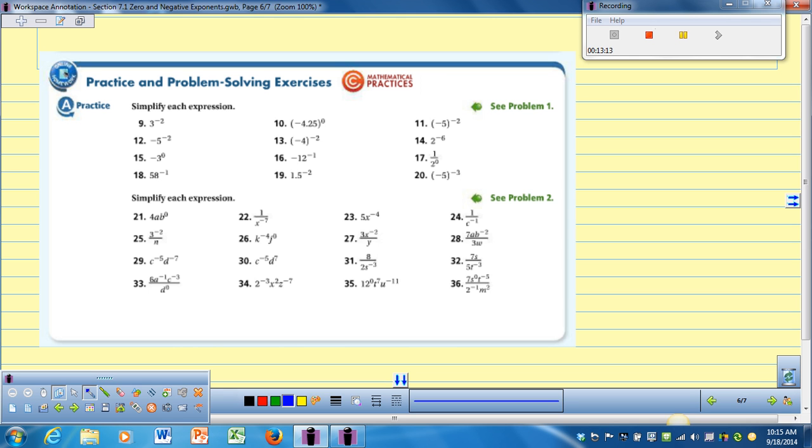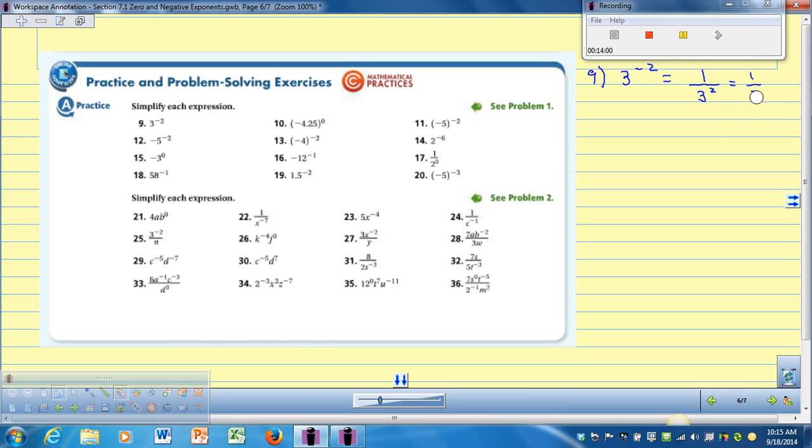All right, so we start with number 9. If you can't read it on the page, look up at the board. A little easier to see up there. We're going to do the work around the sides. We're not going to try and shove it in next to the numbers. So number 9, I have 3 to the negative 2. How do I rewrite that? To the positive 2, which is 1 over 3 squared, which is 1 over 9.